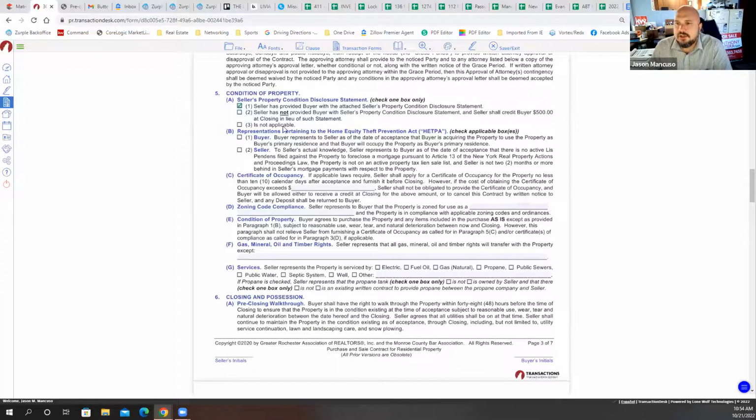Okay, next section here. This HETPA concept is somewhat confusing, but basically we have to check one of these at all times. Okay, for owner occupant buyers, it's easy enough: you're just going to check this box stating that the buyer is going to live in the property. Okay. If it's an investment property and they're not going to live in the property, then you would check this box stating that the seller acknowledges that there's no foreclosure pending against the property. Okay.